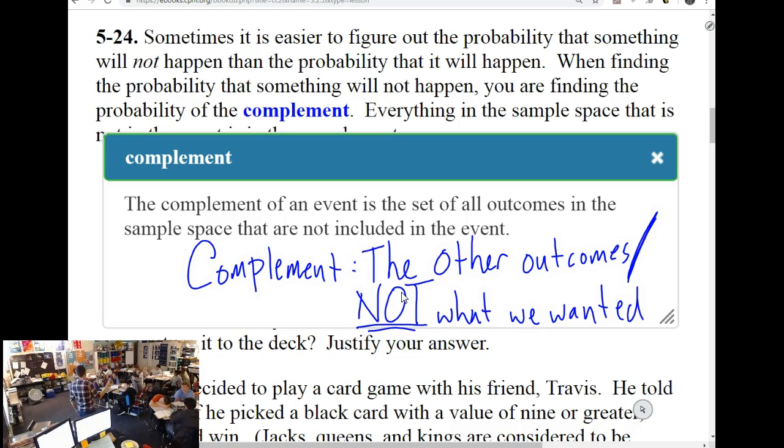A D20 is a 20-sided die. What's my probability of a 1? 1 out of 6. What's the complement event? What things are the complement to 1? 2, 3, 4. Yeah, all the other options. Does that make sense? The complement's the other stuff. It's the not what I was looking for. So, moving on.